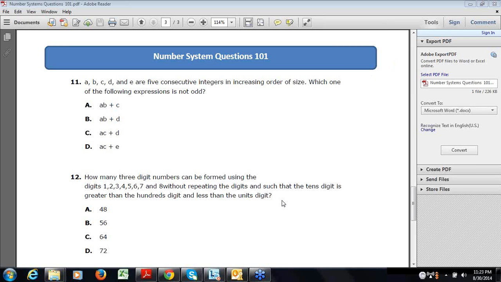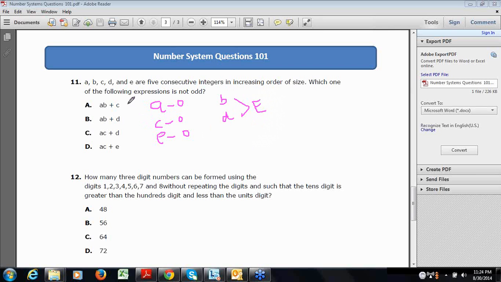Okay, let me explain question number 11, 12 and 13 now. Question number 11 says A, B, C, D, E are 5 consecutive integers in increasing order of size. Which one of the following expressions is not odd? Now there will be two cases. Consider A is odd. So C will be odd, E will be odd, and B and D will be even numbers.